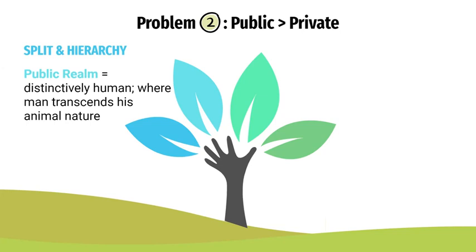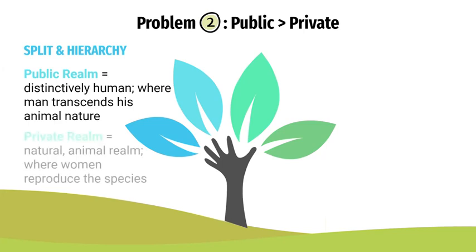So another big thing that informs this criticism of traditional moral theories is this public versus private split. So again, in the public realm, going back to Aristotle and Confucius, the public realm is distinctively human and distinctively male, okay, where man is thought of as being able to transcend their animal nature, to be reasonable, deliberate, calculating, and the private realm is distinct from that. This is the natural or animal realm where women reproduce the species, care for the young, cook the food, right, tend to the household.